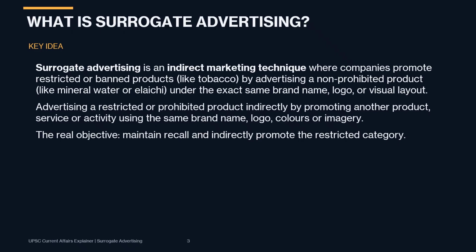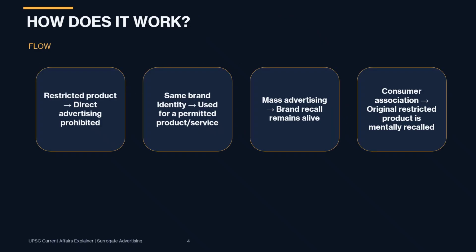And the real objective behind it is to maintain recall and indirectly promote the restricted category. Since the restricted product cannot be directly promoted, the brands want to maintain recallability amongst us. So they, in the disguise of genuine products, try to promote restricted products. So how does it work?